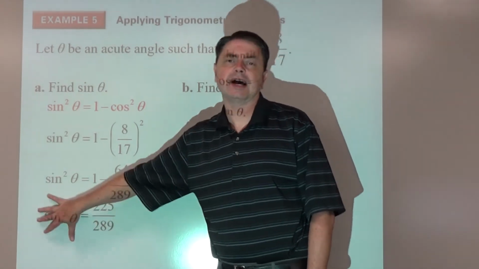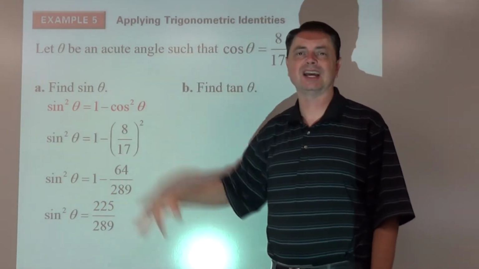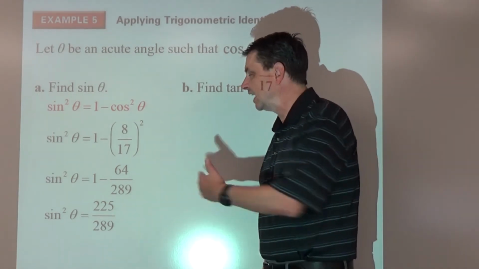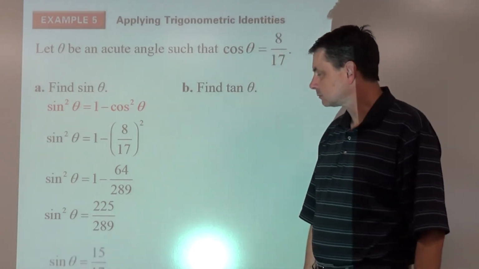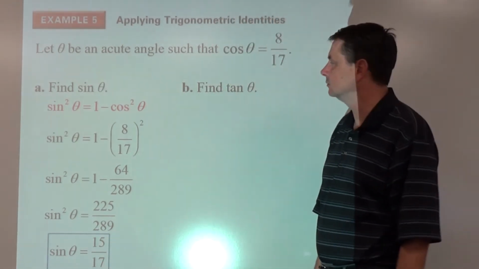Square root both sides. Because we're talking about an acute angle, we really only care about the positive value here. So sine of theta is 15 over 17.